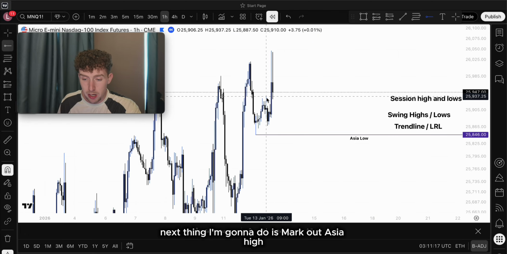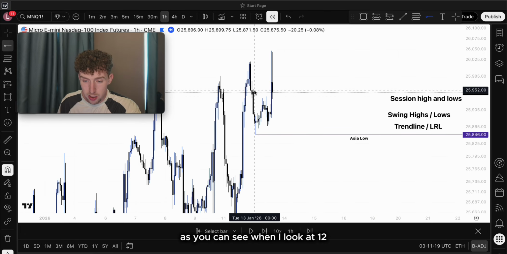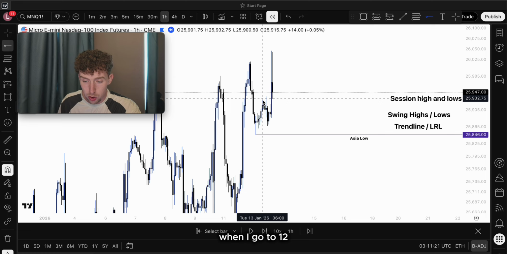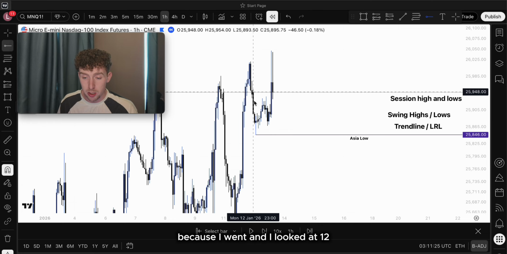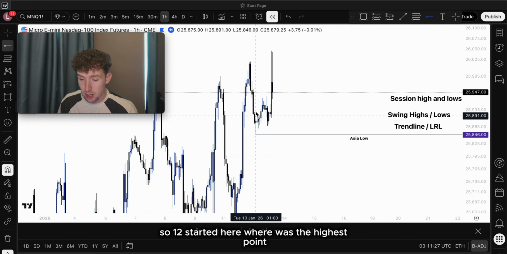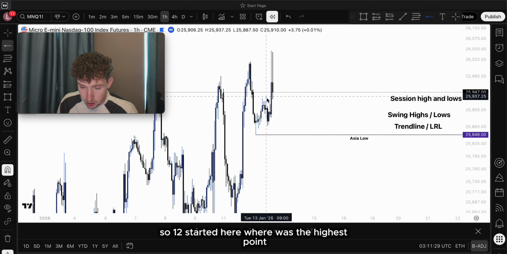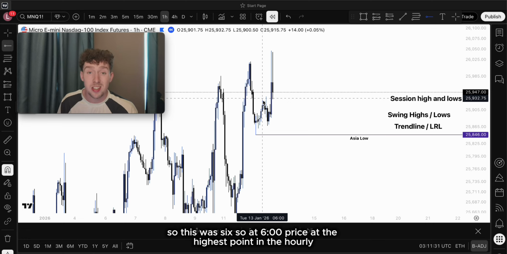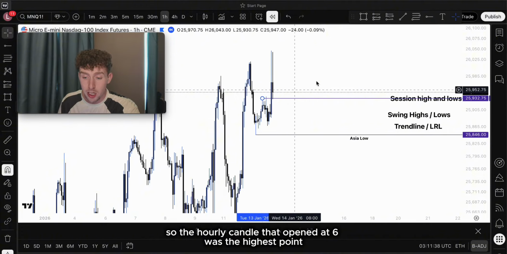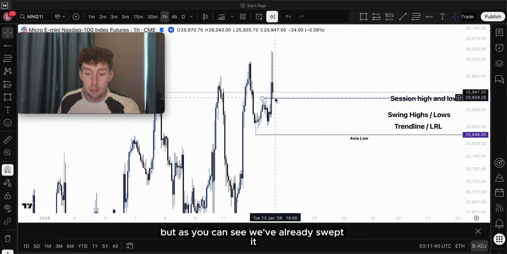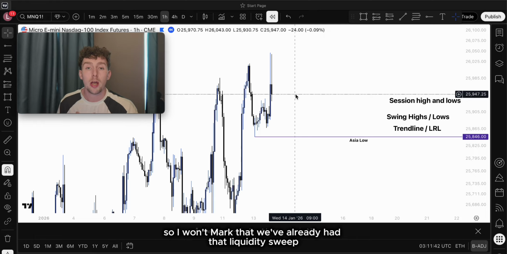Next thing I'm going to do is mark out Asia high. When I go to 12, 6 o'clock is the highest time for Asia session, because I looked at 12, so 12 started here. Where was the highest point? This was 9 o'clock, so this was 6. So at 6 o'clock, the hourly candle that opened at 6 was the highest point. But as you can see, we've already swept it. We've already took it out. So I won't mark that. We've already had that liquidity sweep.